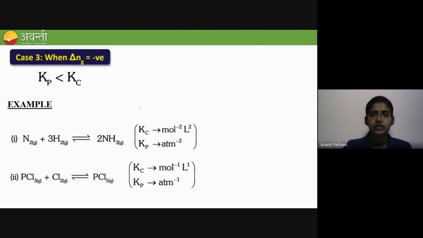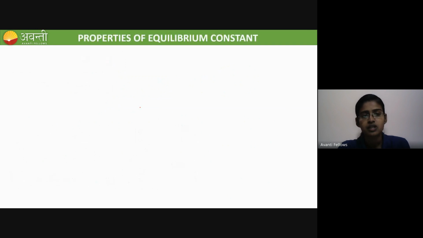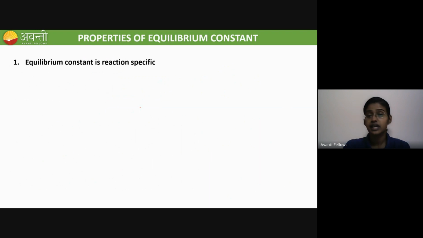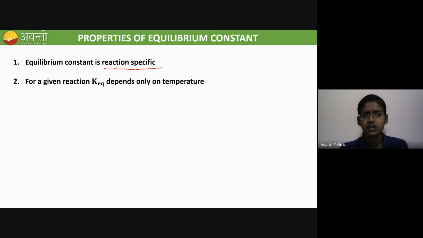Now next we will discuss the properties of the equilibrium constant. The first property about this Keq is that it is reaction specific. It is specific for a particular reaction and is not common. And for a given reaction, the Keq depends on temperature.